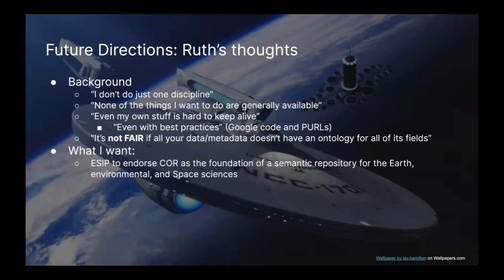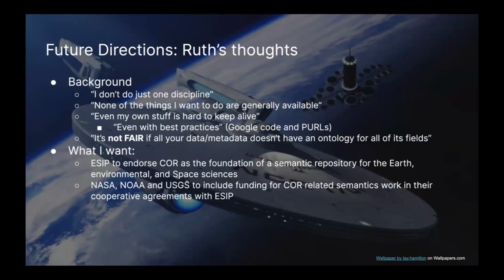So next. Thank you. And so here's the thing that I want. I want ESIP to endorse COR, or something similar to COR, as a foundation of a semantic repository for the Earth, environmental and space sciences. There is no business case for a commercial solution to having a repository with search capabilities for semantic resources in science. There just isn't really one. And COR is basically what we've got. So we need to keep it going. Okay, next.